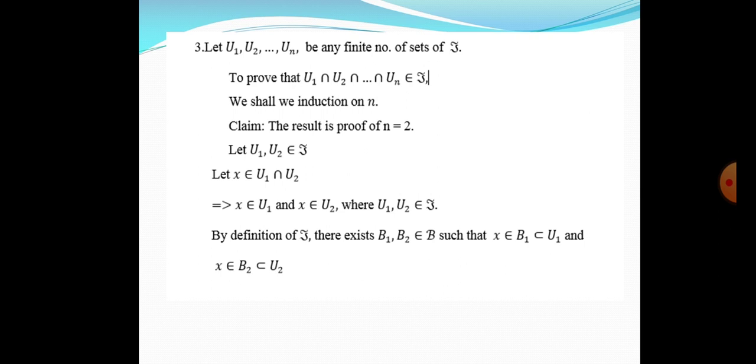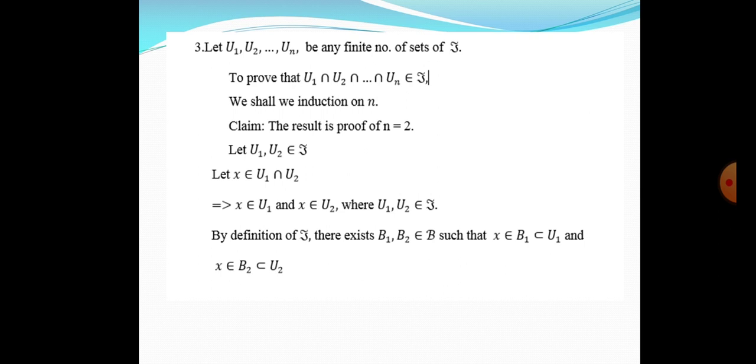In a basis, if we want to take an element from u1 intersection u2, we are going to prove it with the basis. Okay? So that implies x belongs to u1, and x belongs to u2, where u1, u2 belong to tau. By the definition of tau, there exist b1, b2 belonging to the basis script B, where b1 is a basis element and b2 is the second basis element, such that x belongs to b1, which is a subset of u1, and x belongs to b2, which is a subset of u2.